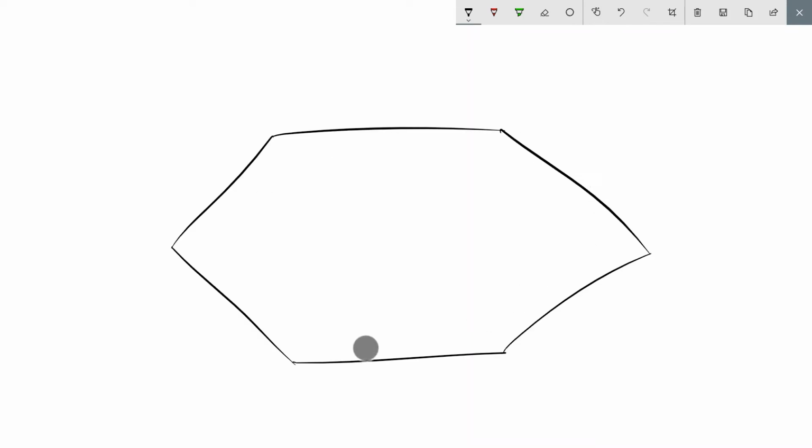Okay, so here I have a hexagon. Let's assume that all the sides are equal and all the angles are equal. This is a regular hexagon. How would I work out the area of this? So there's two ways that I could do it.